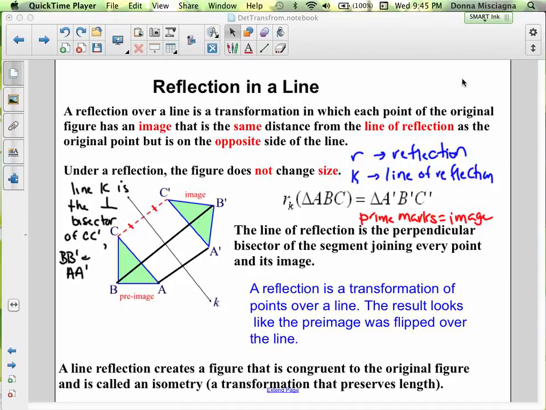The prime marks, those marks that are on the A, B, and C for the image, are just called prime marks. They always indicate your image.